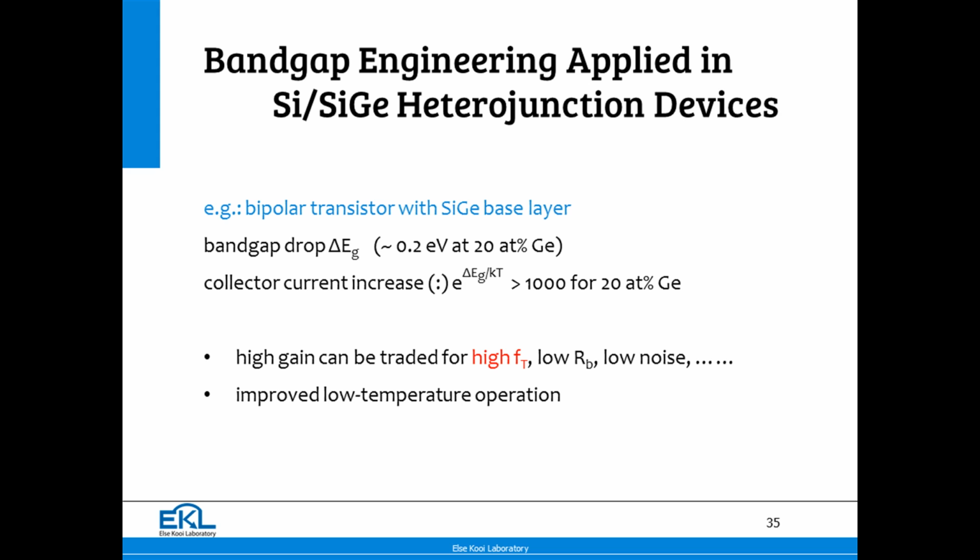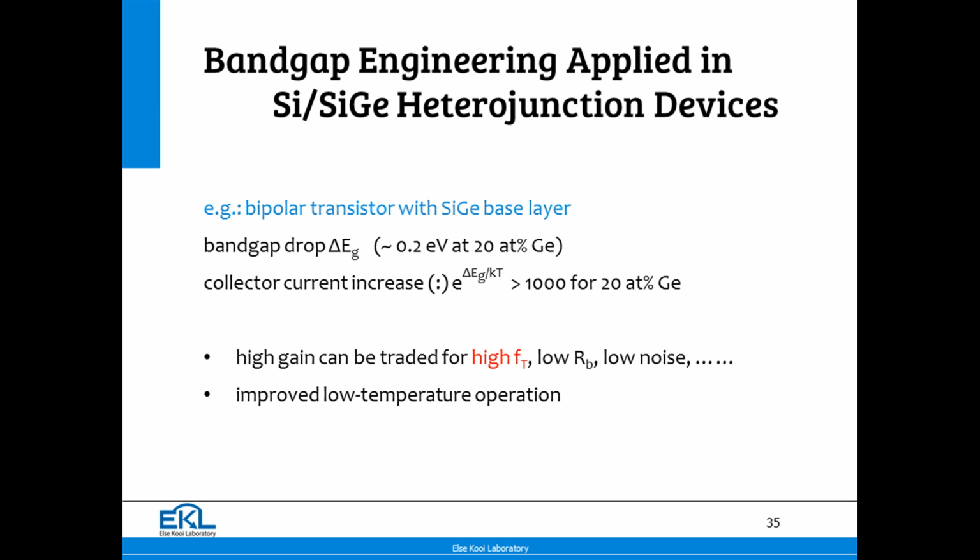It can be traded for high cutoff frequencies. The high cutoff frequencies, that is where everybody was after in the mid 80s. HBTs, heterojunction bipolar transistors, cutoff frequencies in the 100 gigahertz to replace gallium arsenide. It can also be exchanged for low base resistance, for low noise, and a couple of other good things.